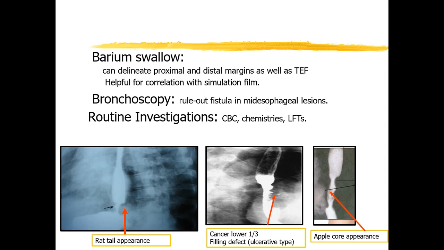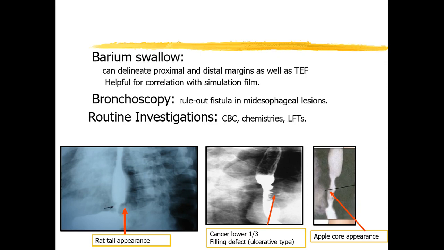Barium swallow: in the initial days when nothing else was available, it was the best tool, and still in some centers it is the best tool, because it can delineate the proximal and distal margins as well as the total esophagus and the length of the stricture. So it is helpful for correlation with the simulation film.